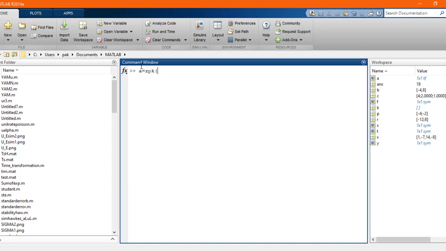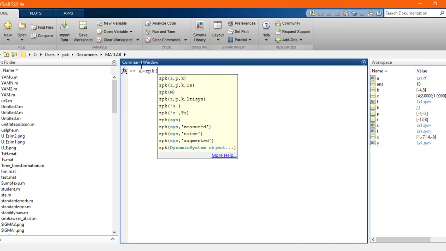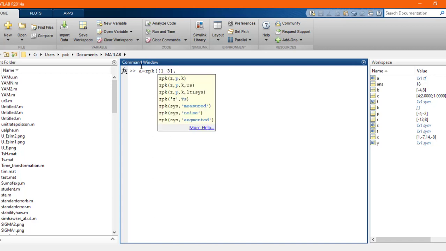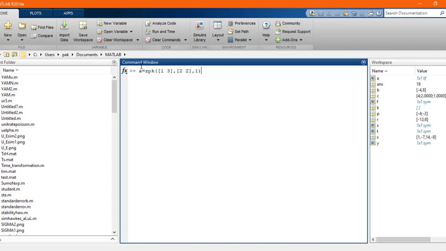So A is equal to ZPK. Let's suppose that I have two zeros, 1 and 3, and then I have two poles which are 2 and 2, and let's suppose my gain is 1. Just look at the way I've initialized them. I'll press enter, and you can see that s minus 1, s minus 3 is the numerator that we have, with the two zeros at 1 and 3, which I have already mentioned.